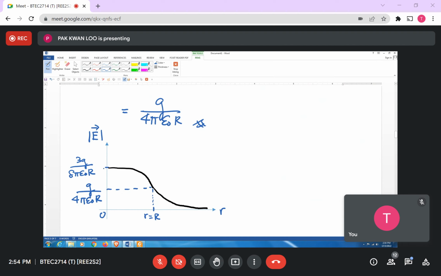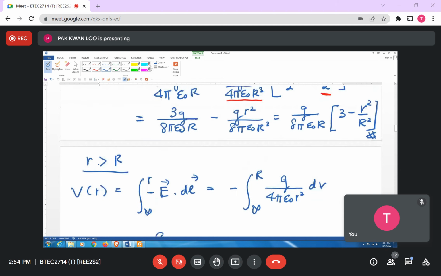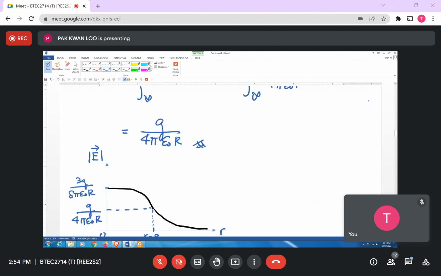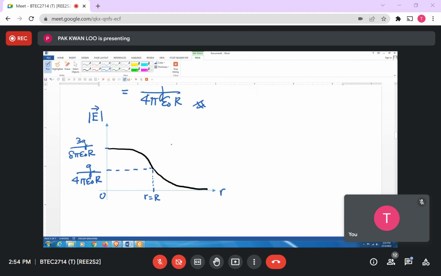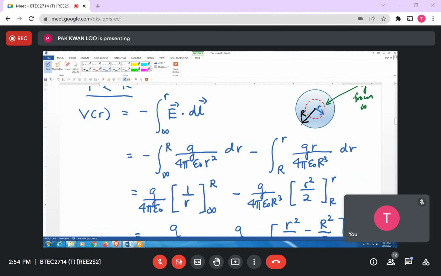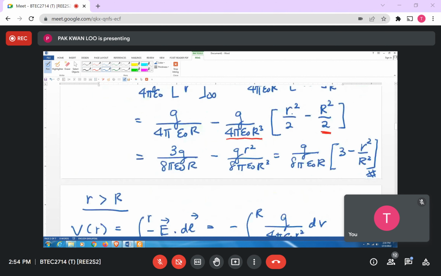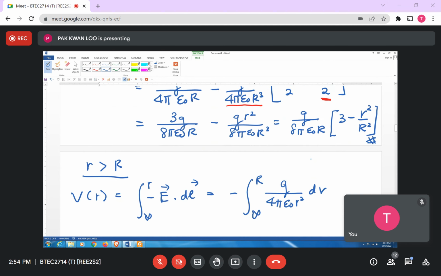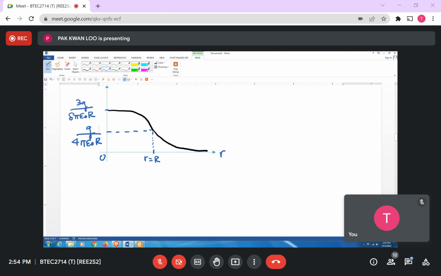At the start it is 3q over 8 pi epsilon r. How do I get it? I just substitute r equals 0. As it approaches r equals R, at the interface of the sphere, we have R squared here. So 3 minus 1 is 2, right? 2 and 8, so it becomes 4. So that's how I get q over 4 pi epsilon naught r.